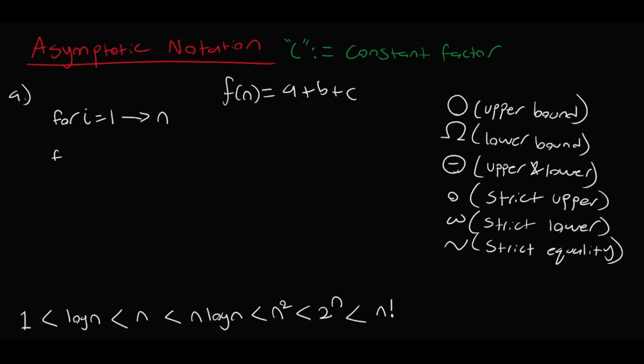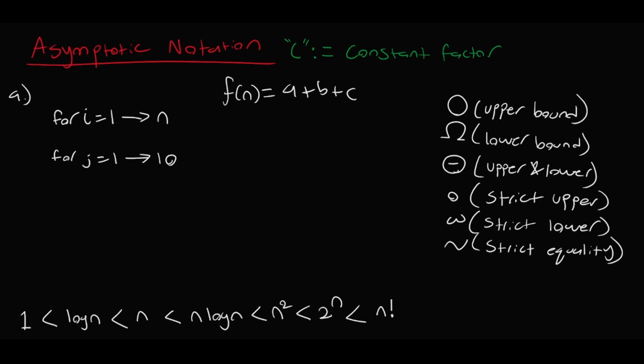Now let's say we have another disjoint for loop, j is equal to 1 towards n. Now a would be equal to n plus n. If this were a constant, this would be n plus 10.